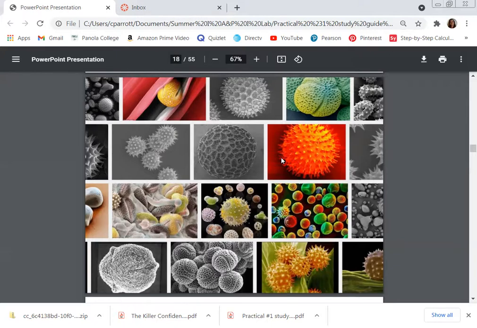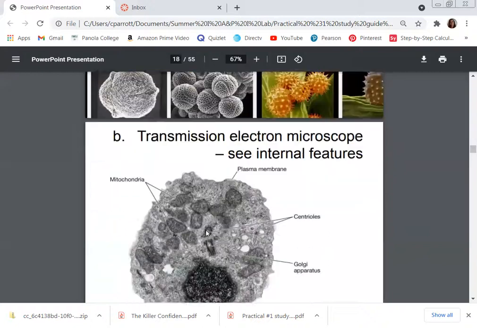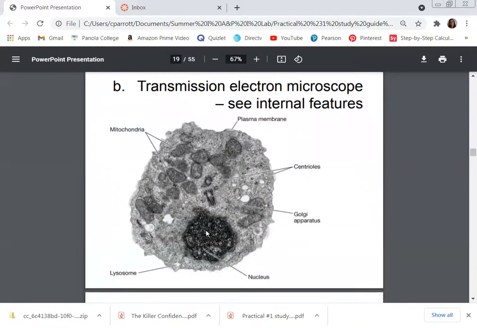There's another kind of non-optical microscope, remember up here, non-optical microscope, and it's called a transmission electron microscope. The transmission electron microscope will let you see internal features. So here you're seeing inside of a cell, and you're seeing the mitochondria here, the nucleus here, you're seeing the centrioles and other internal structures. So if I give you a picture like this on a quiz or on a practical, and I ask you to identify the type of microscope that produced this image, you're going to tell me the transmission electron microscope, because again, you can see the internal features.